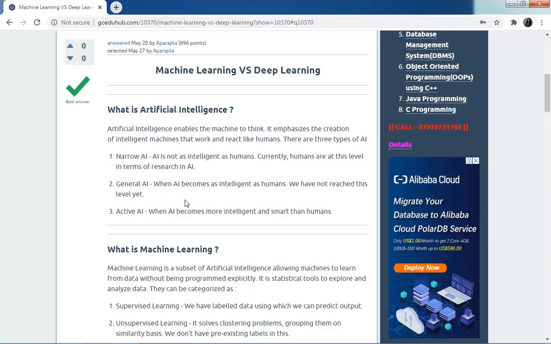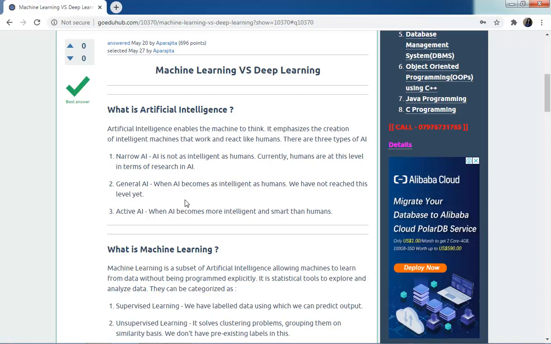One more thing, I can define it in a single sentence: artificial intelligence is a technique which enables machines to mimic human behavior, right?